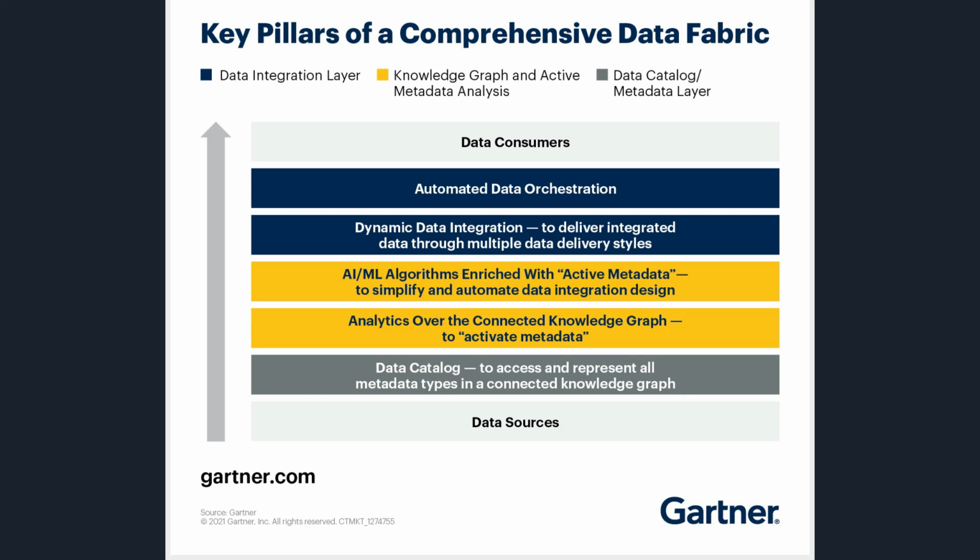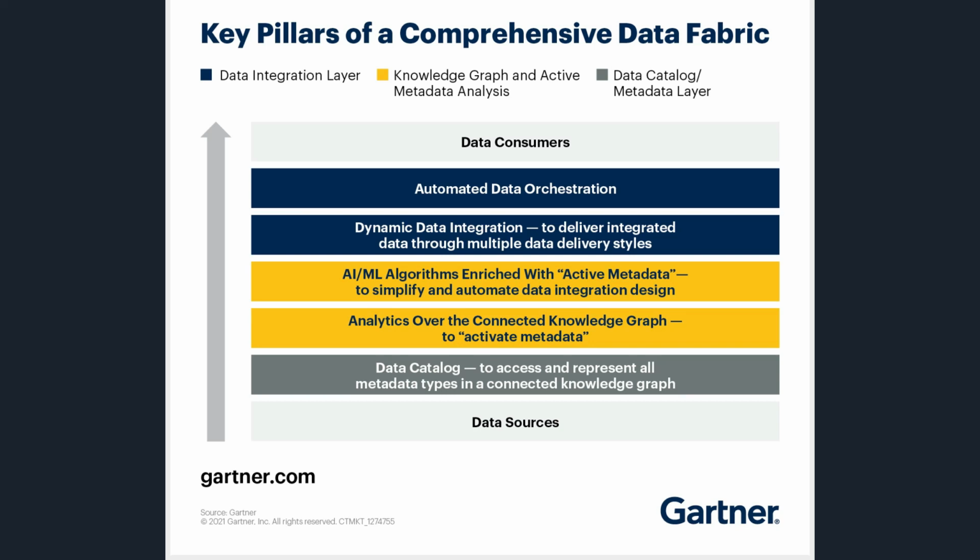So the first layer is data source. On top we have a data catalog or metadata layer. Above that we have knowledge graphs and active metadata analysis. We are building knowledge graphs out of that metadata so that we can do analytics on top of that. And the top two layers, depicted in blue, are basically the integration layer. So this is the automated data orchestration for the consumers.